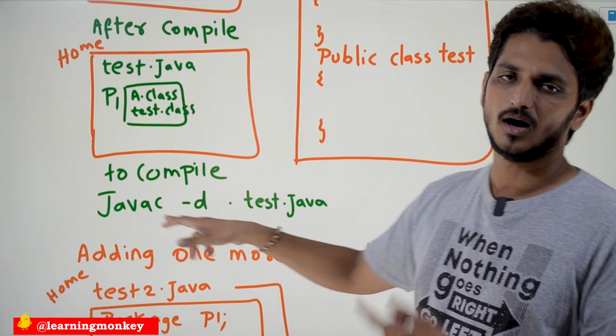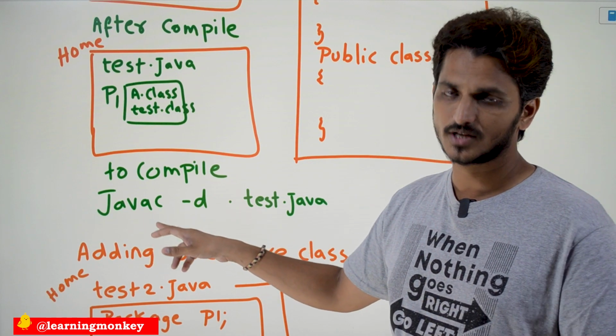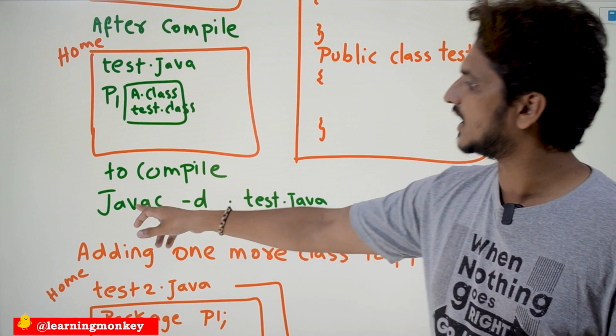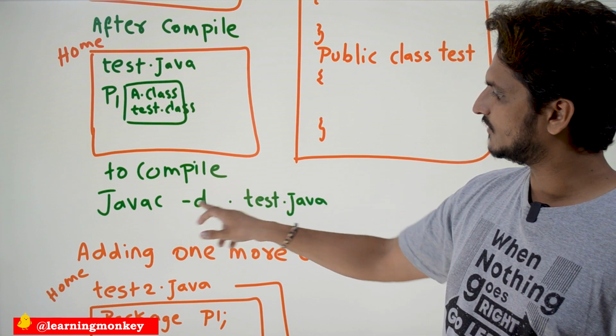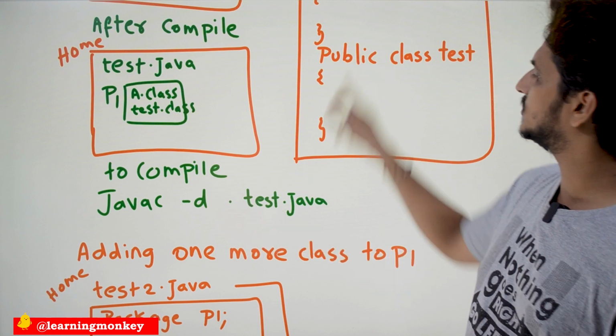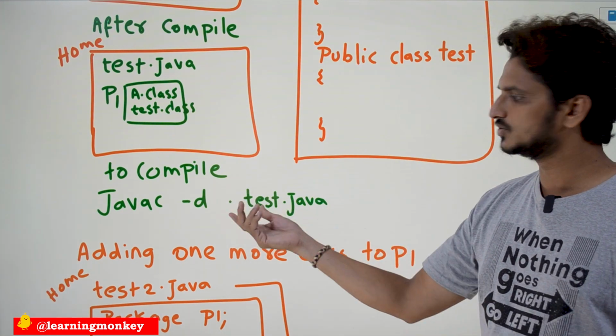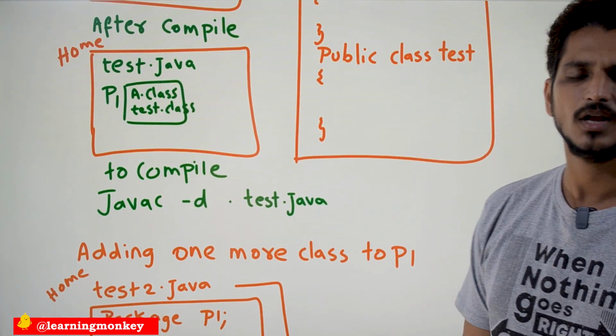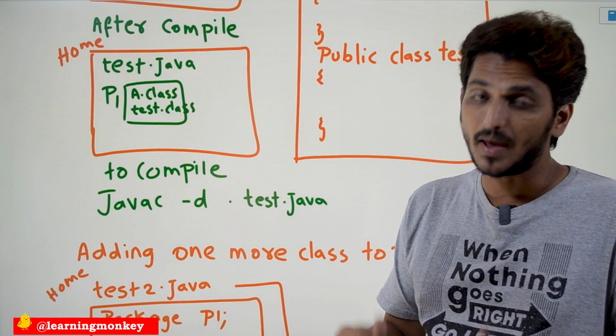If you are in Unix terminal or Windows terminals, in Unix terminal, we are going to use this command, javac space -d space dot space test.java. Once you use this command to compile, this is going to be created. This is how we are going to create packages.